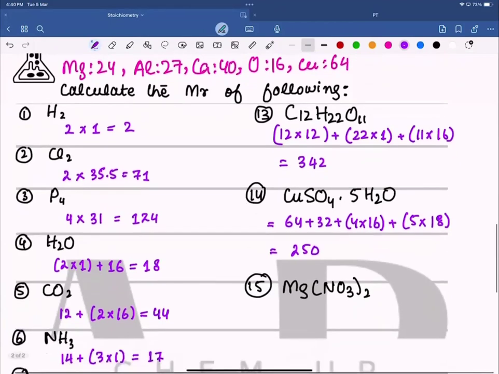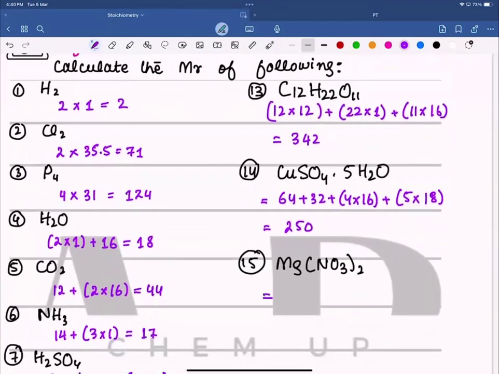Yes, sir. Magnesium is 24. How many nitrogens do we have here? 2. So 2 times 14. And how many oxygens do we have here? 6. So 6 times 16. Yes, who will tell me the answer? 148. 16 times 6 is 96. And 24, 120. 120 and 148. Right? Good.